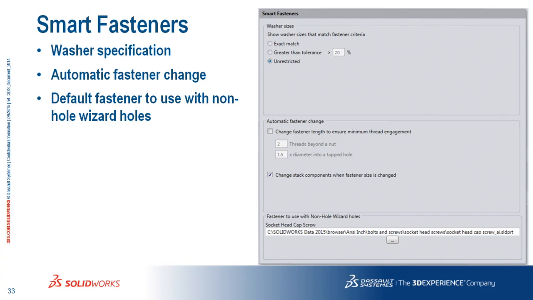One more thing on there. At the bottom, if you ever wondered why when you inserted a smart fastener you got a socket head cap screw for no reason, probably because somebody didn't use a hole wizard to make the hole you just populated. And when that happens, this little line here says fastener for use with non-hole wizard holes. That's why you got a cap screw. You want to put something else in there? Go ahead.